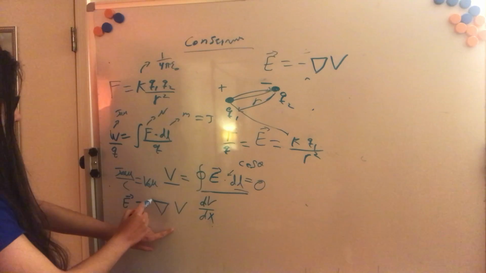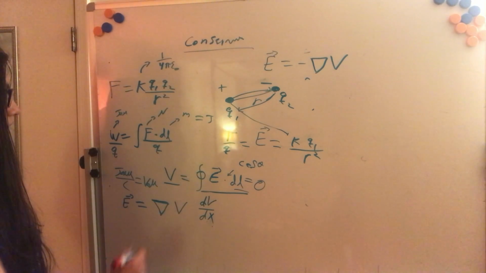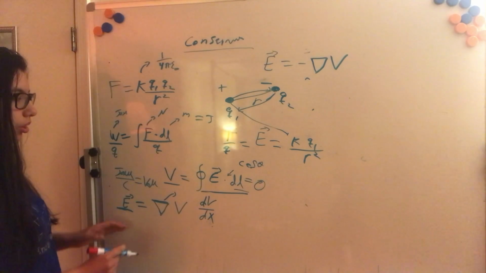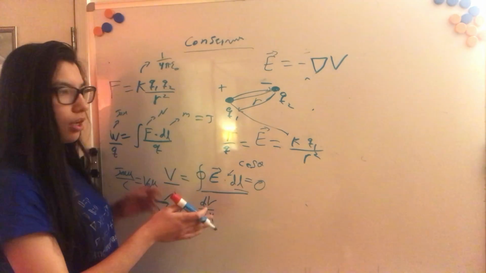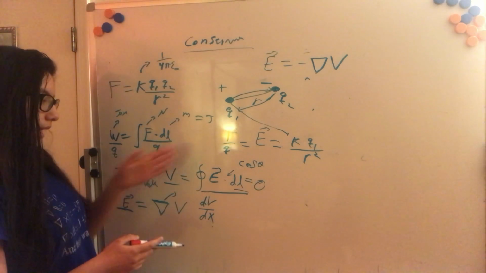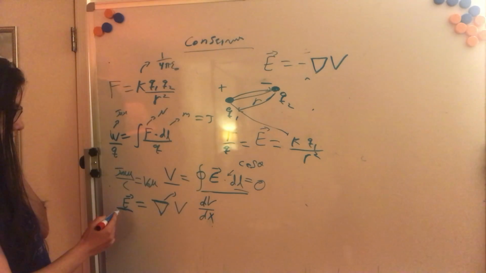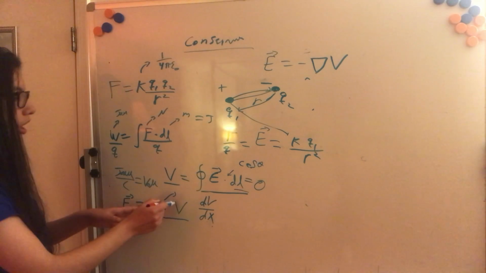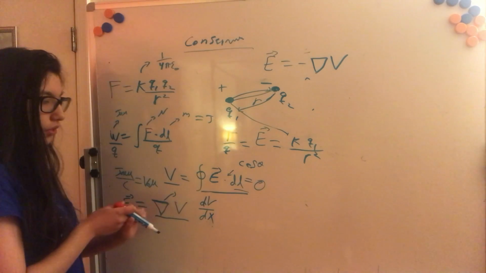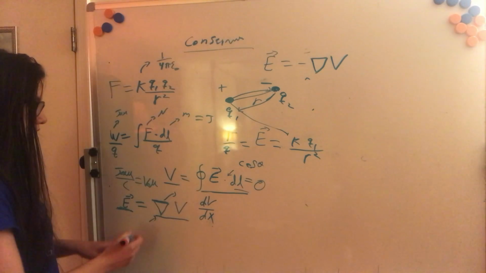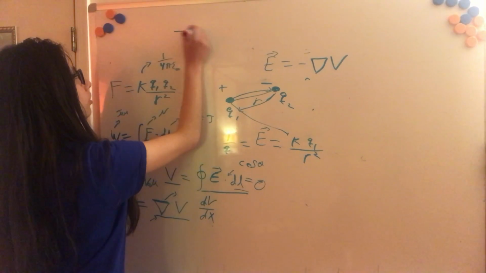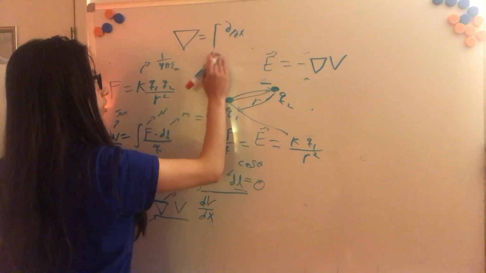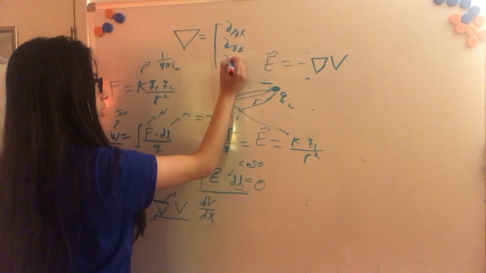We need to put this symbol nabla or del. That means that we are taking the derivative in the x, y, and z components, because the electric field is a vector. The electric field could have some component in x, y, and z, or could be that all the electric field is in the x direction and 0 in y and z direction, but anyway it is a vector. So we say that the electric field is equal to the derivative of the voltage, meaning in the x, y, and z direction. So instead of saying the derivative in all those directions, we say nabla, where nabla is the vector partial derivative in x, partial derivative in y, and partial derivative in z.